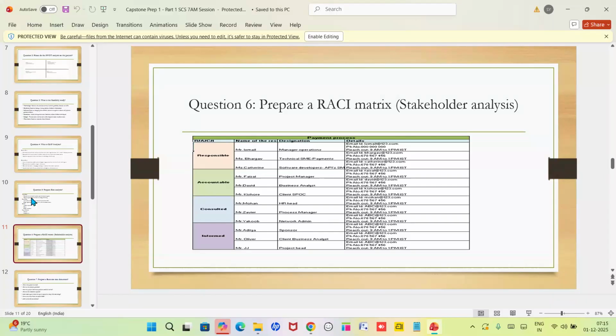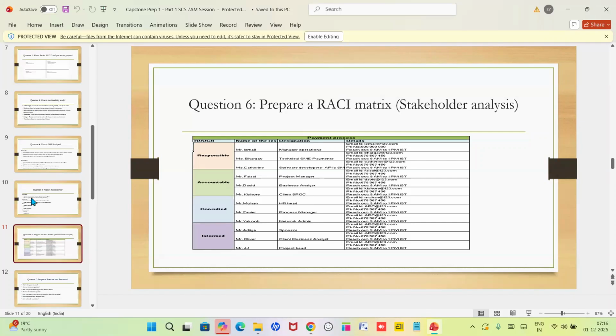Here, RACI means R is responsible, A is accountable, C is consulted and I is informed. Here, the responsible are the people who are responsible to develop this application, like BA and developers; they will come under this responsible. And accountable means, like the project head and the sponsors. The people who will take the decisions come under this accountable.